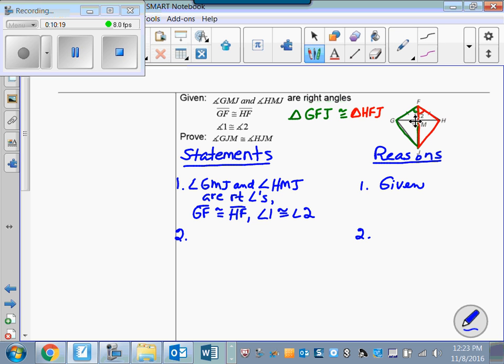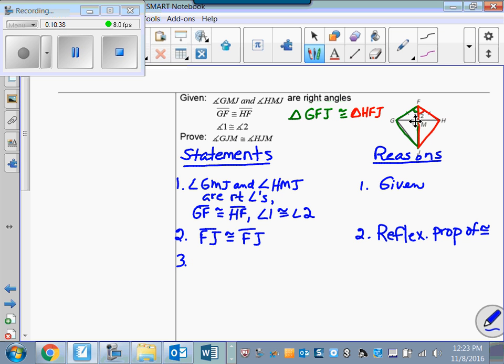So let's come on in here and do it and make sure it works. If I say FJ is congruent to FJ, and that of course is by the reflexive property of congruence, then I can say triangle GFJ is congruent to triangle HFJ by side angle side. I've got a side, I've got the included angle, and I've got a side. So side angle side congruence postulate.